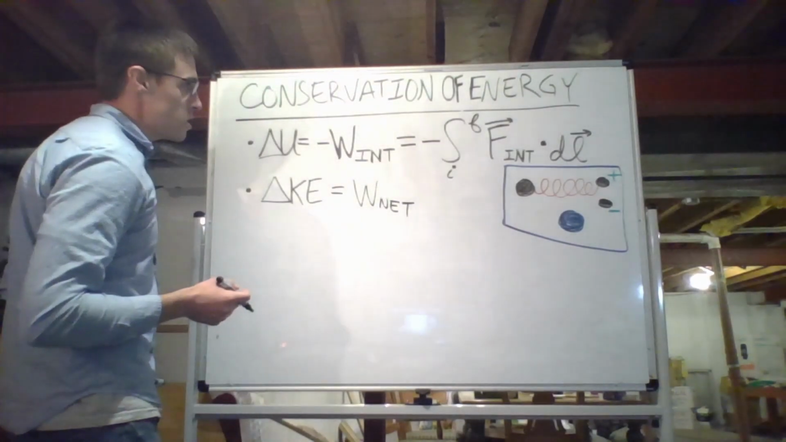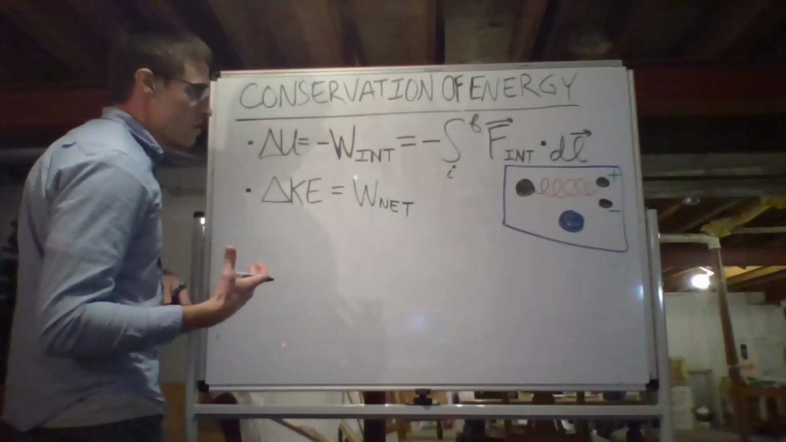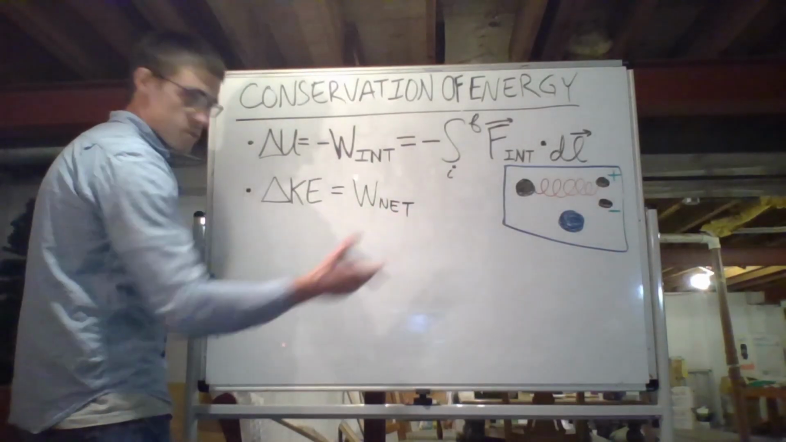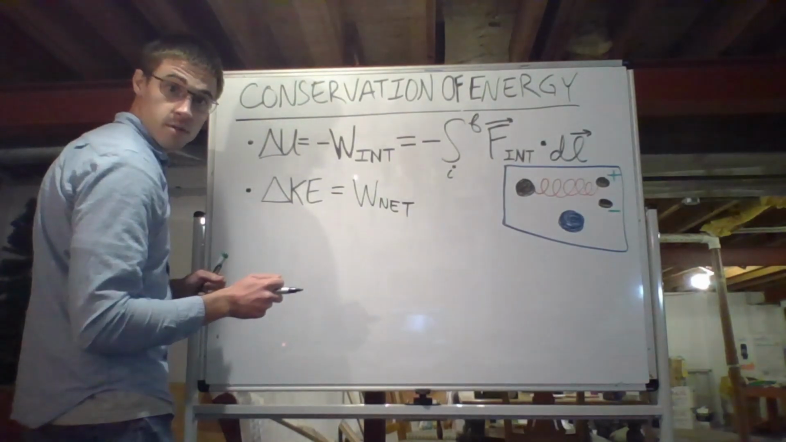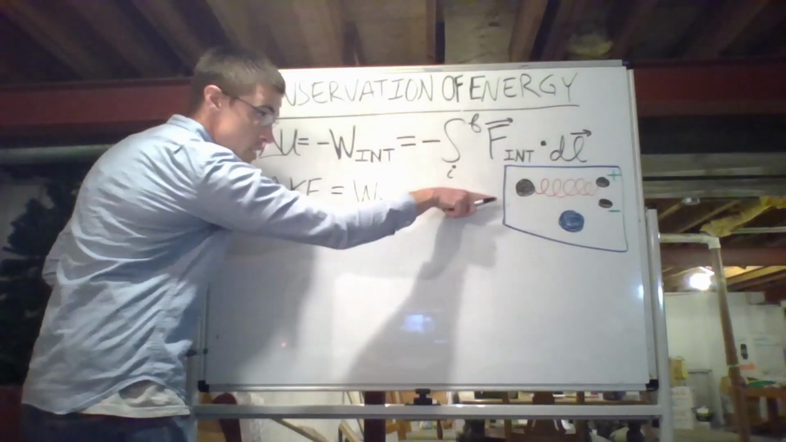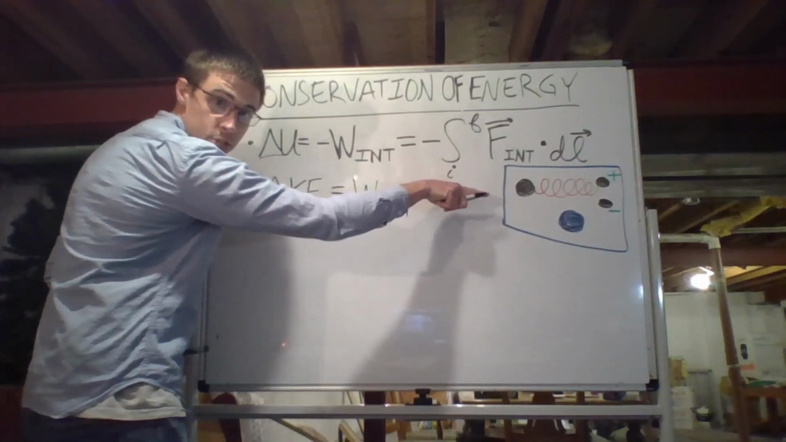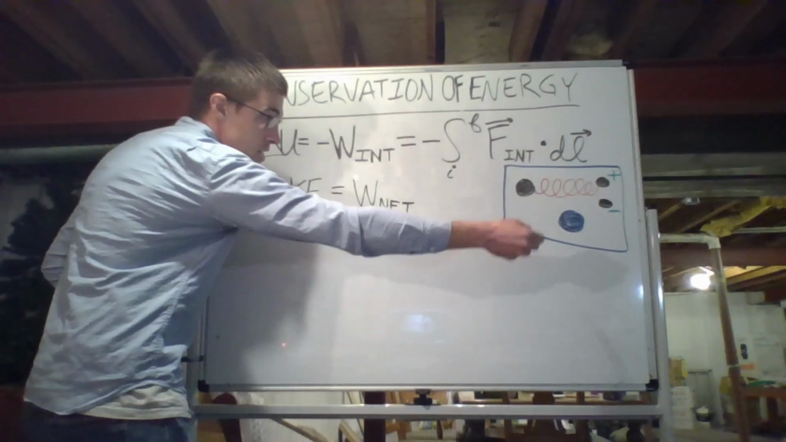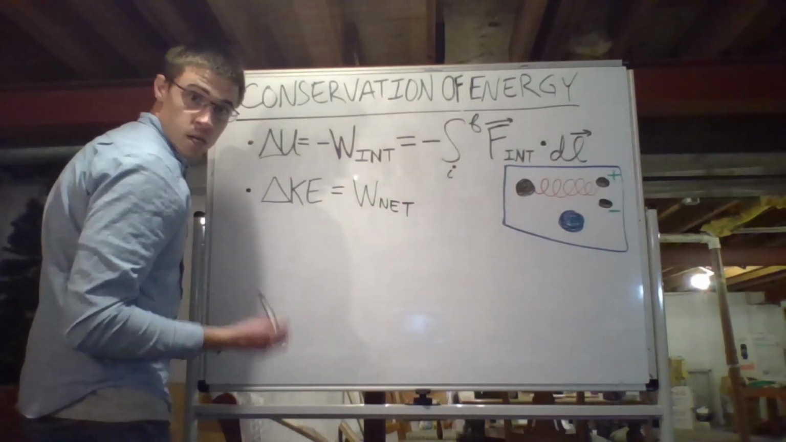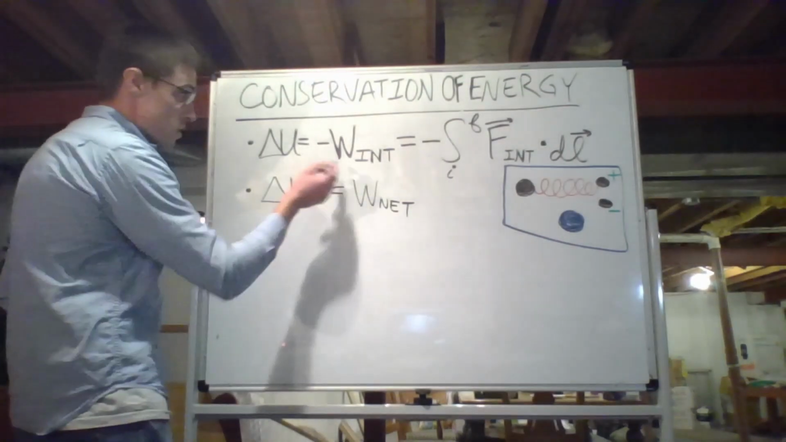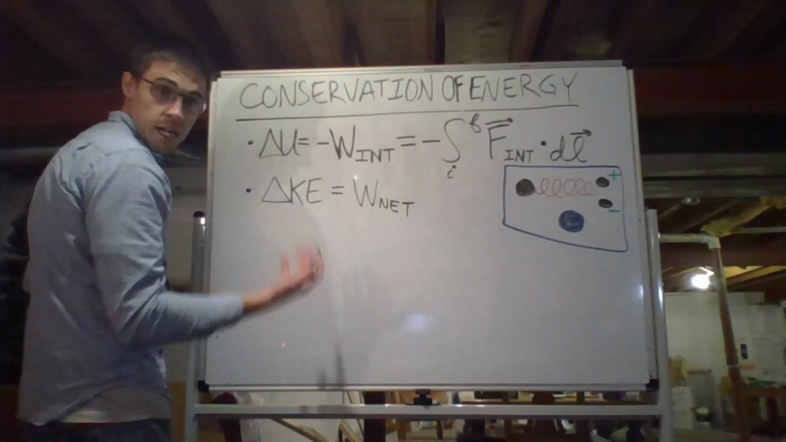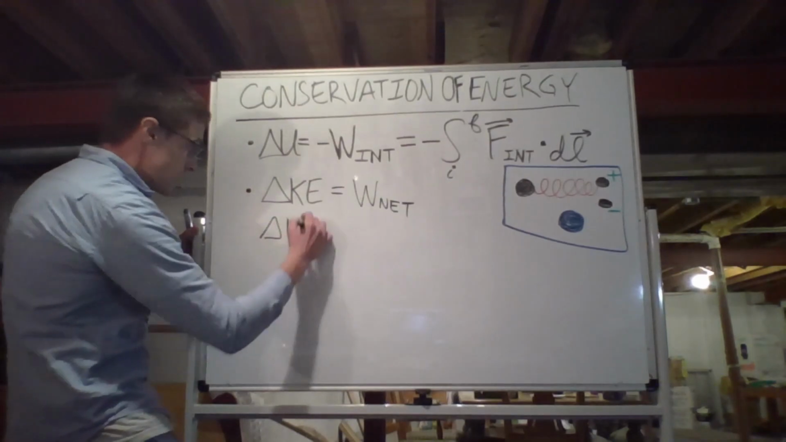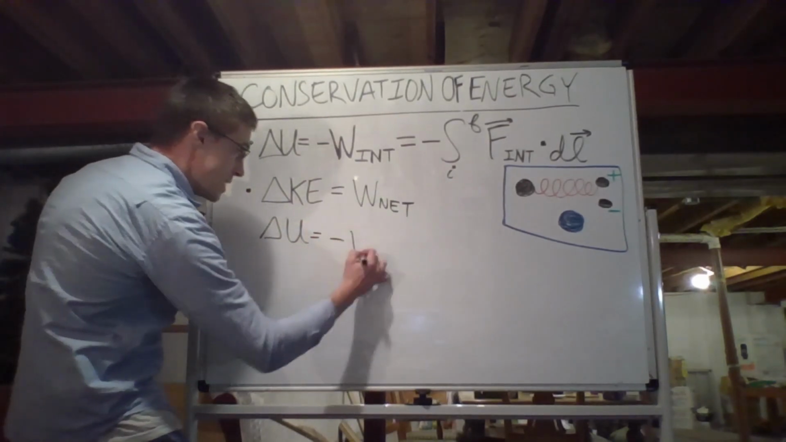And if we make our system big enough so that all of the forces acting on the system are internal forces, there are no external forces, like an applied force pushing this box with these objects over to the side or anything like that. All forces that are relevant are internal to the system. Then that means that the work done by internal forces is just the net work, right? So the change in potential energy would be minus the net work.